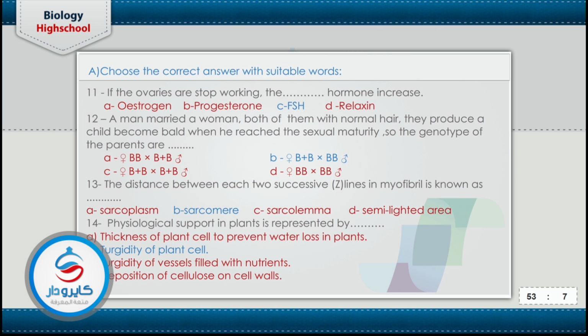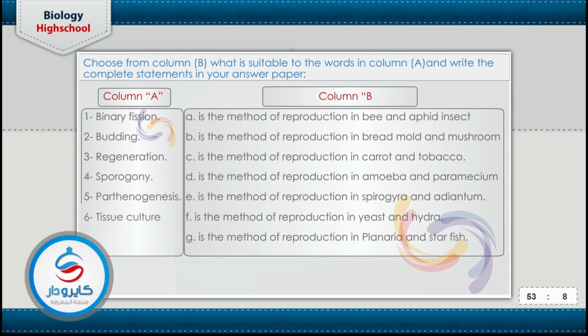The next type of question is choosing from column B what is suitable for column A. Column A: number 1, binary fission, number 2, budding, number 3, regeneration, number 4, sporogony, number 5, parthenogenesis, number 6, tissue culture. Column B, A: the method of reproduction in pea aphid insects.